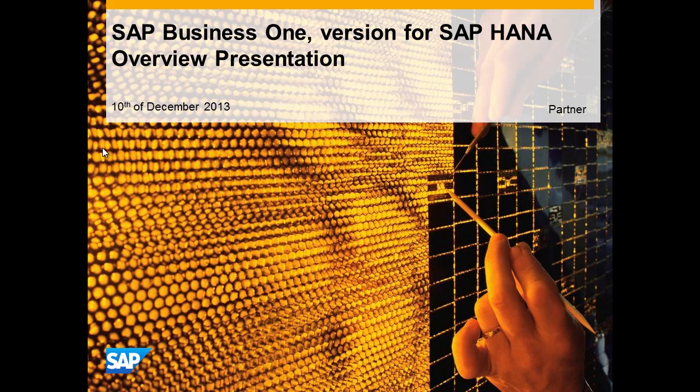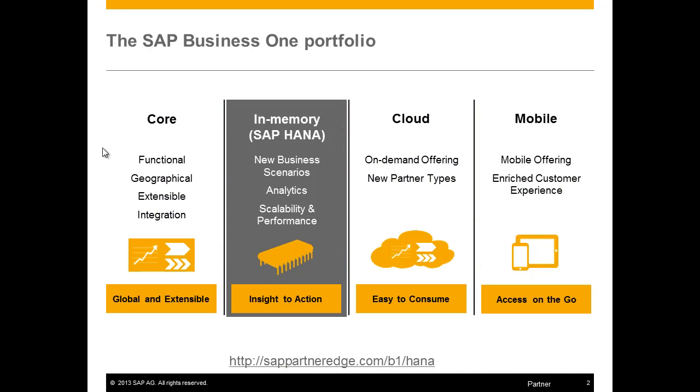To give you an overview and a product demo. So first of all, let's have a look at the SAP Business One portfolio. Besides the core, we have the cloud, the mobile, and now the in-memory SAP HANA technology, which will enhance the product with new business scenarios, analytics, and scalability and performance. With SAP HANA, you also gain insight to action.